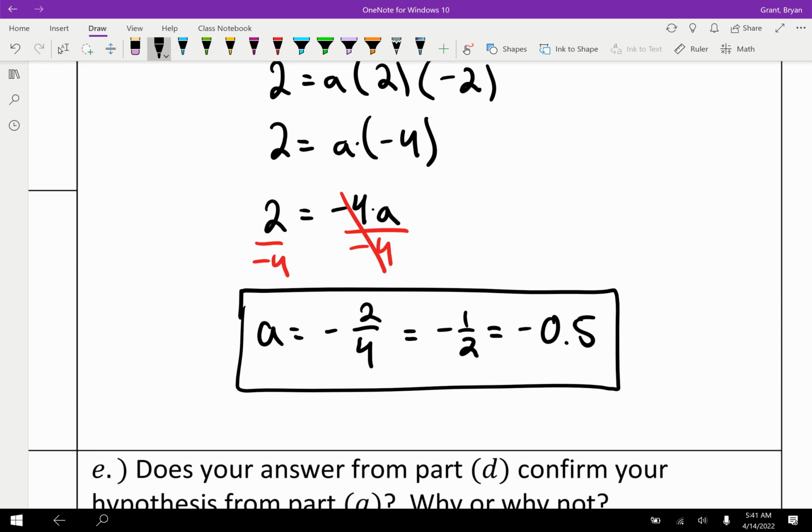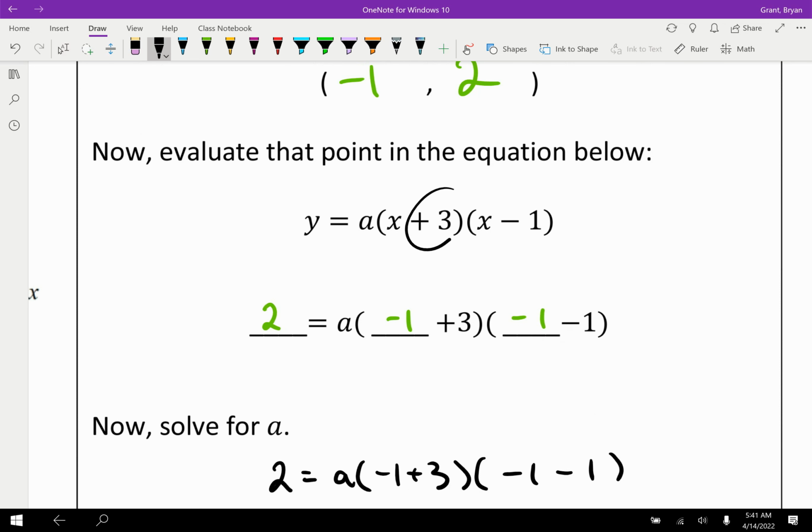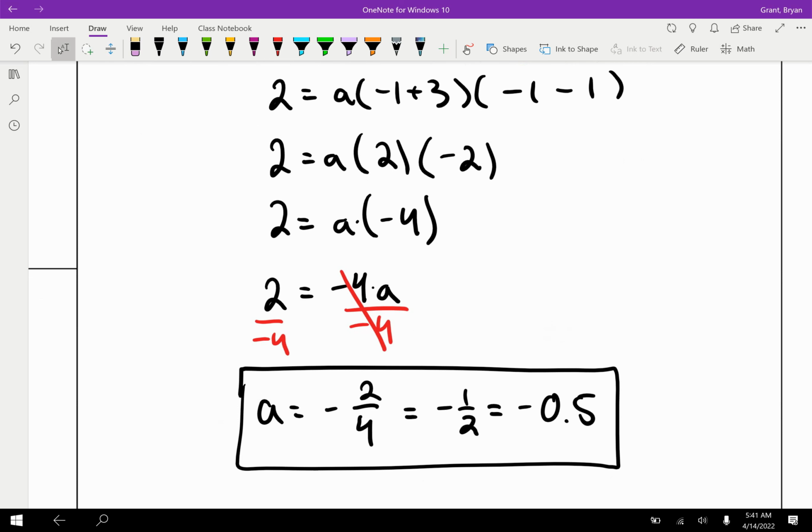And so what we've done here is just by filling in the pieces we were 100% sure of, the x-intercepts, and then using another point on our graph, we were able to find the correct a value. This is also very useful if you don't have a graph. If you don't have a graph and you can't count between the points, then it makes finding the a value a little trickier and you'll have to use this method. Alright, does our answer from part D confirm our hypothesis, our guess from part A? Well, on part A, we guessed at our slope, and I would say, yes, it does.